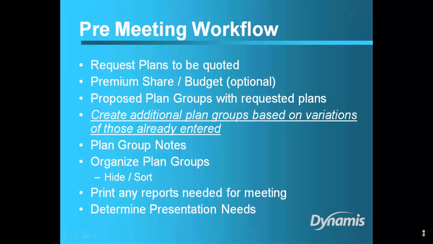So at the top, we've got request plans to be quoted. The idea behind that is that we still need to know what plans we're going to be using with that employer. So we get the renewal, we might want to go through and select some alternates from the incumbent carrier. Maybe we've gone to market and gotten a pile of quotes back from different carriers. We need to sort through there to determine what plans we're going to be using in our proposed options.